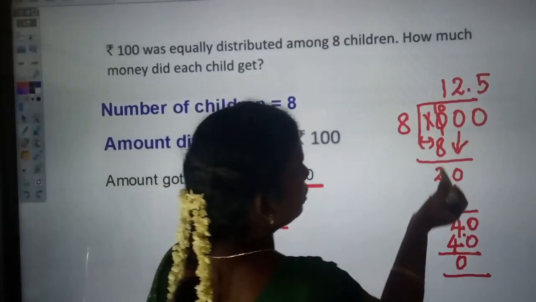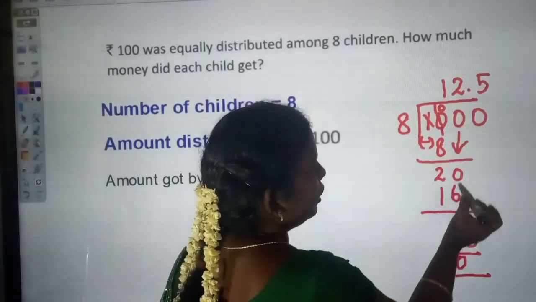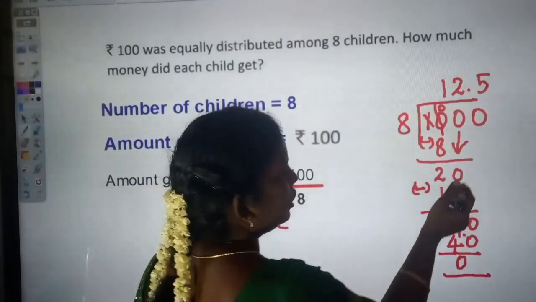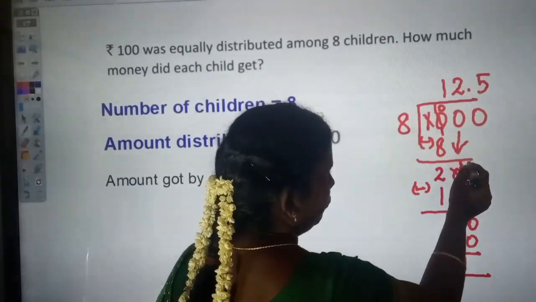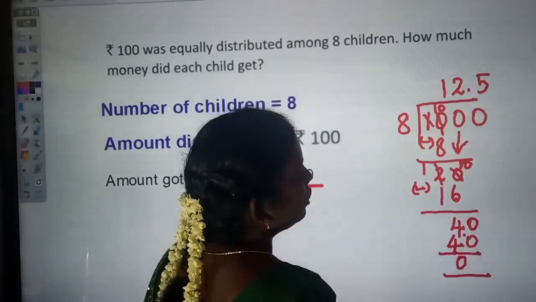10 minus 8 is 2. Then we bring down this 0. Then 8 2s are 16. Then we are going to do the repeated subtraction. Here, grouping, 10 minus 6 is 4.